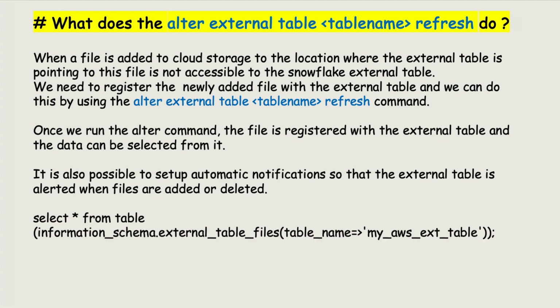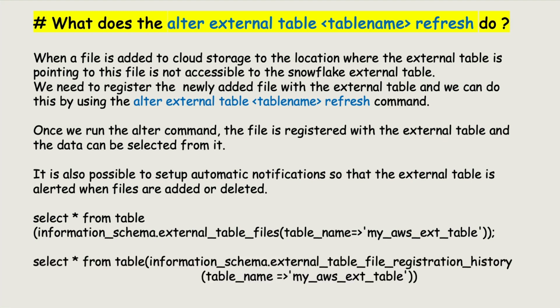Let's talk about a few views that are helpful to us when working with external tables. The first one that I want to talk about is the information schema.external table file, where we provide the table name, which is the external table name. In this particular case, all the files or external files that are associated with the external table will show up telling us what the files are.